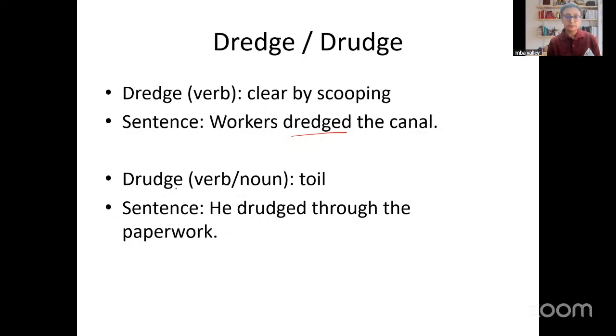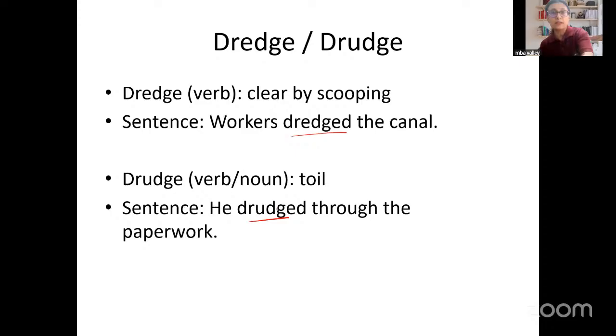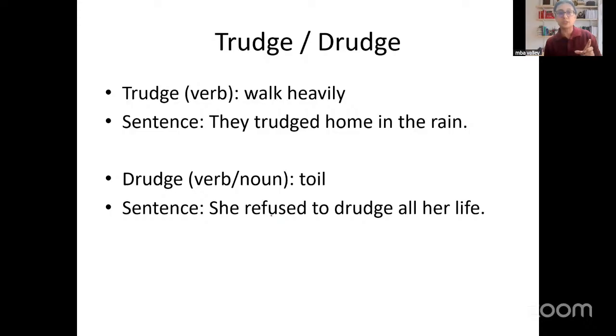While drudge is toil. Drudge is थका देने वाला काम. He drudged through the paperwork. Something which is painstaking, something that requires a lot of hard work. That is drudge. And a very, very similar set again. We have done dredge and drudge. And on the next slide, I put trudge and drudge. So drudge, I just spoke about, which is toil, doing a lot of hard work, right?